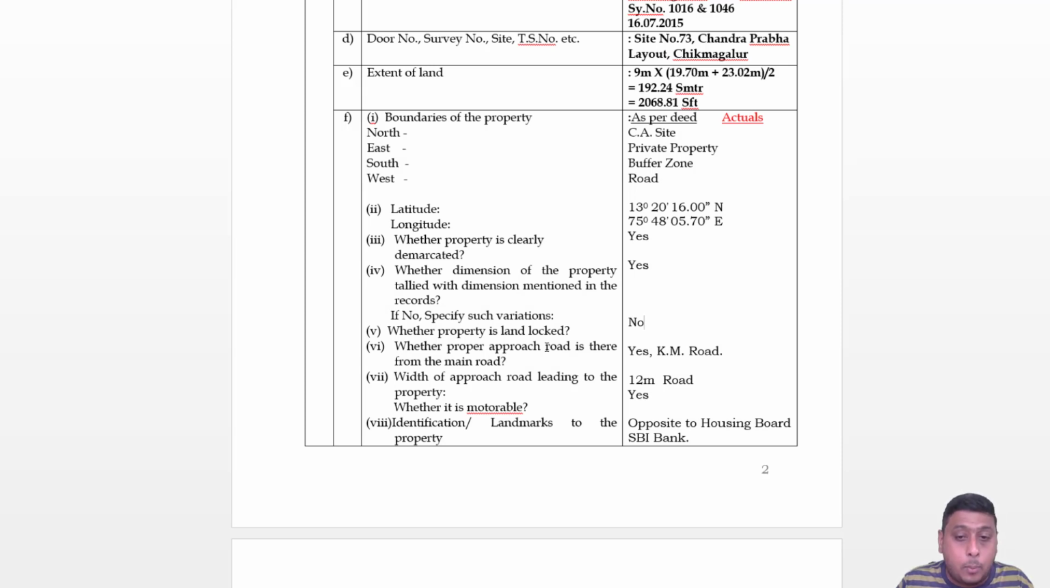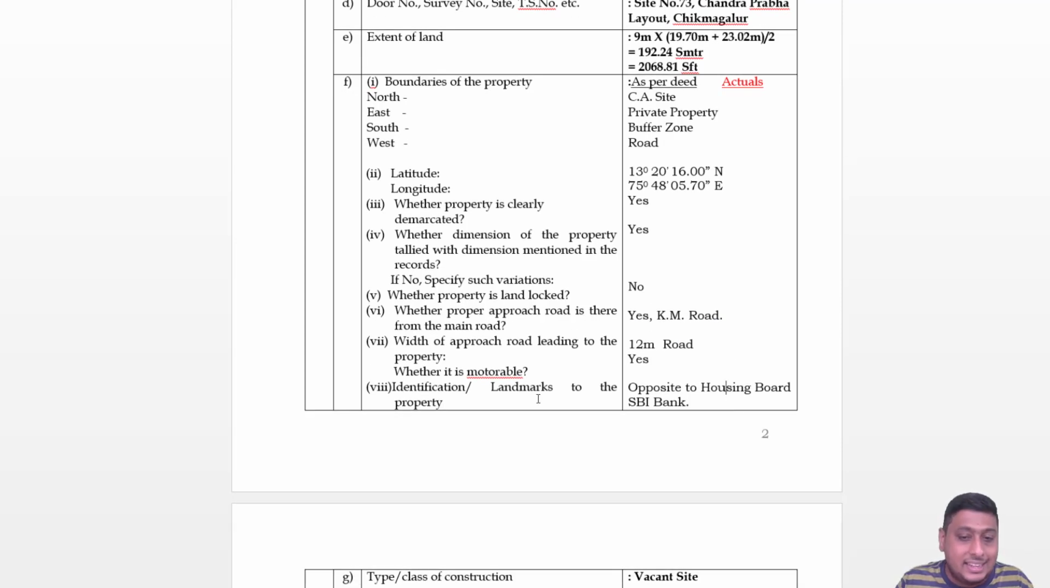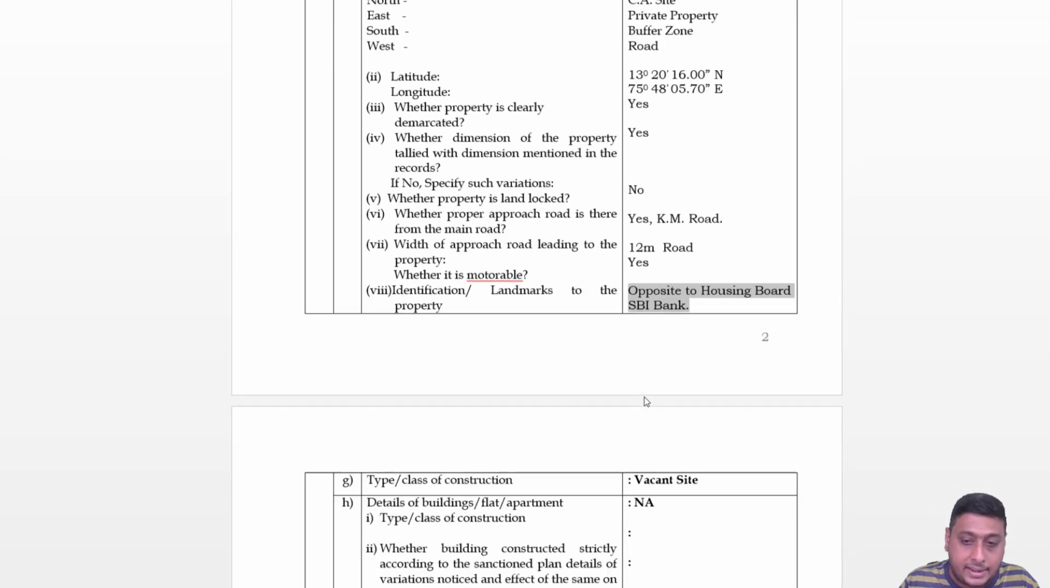Okay, whether the property approach is there from the main road, the KM road, that is Kadur Mangalore road, so we have to mention it. So approach road: what was the road present in front of the site? It was a 12-meter road, motorable, a neat tar road. Then we have to mention a landmark very near to it. We will also collect these photos and put them in a different document. Okay, opposite to the Housing Board, SBI Bank.